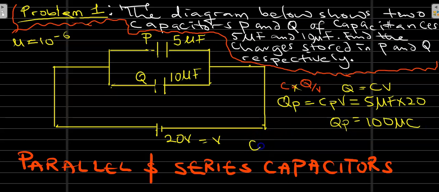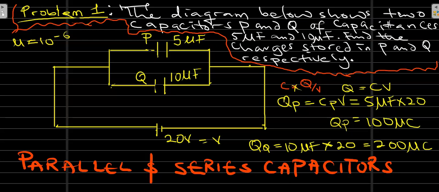For the charge along Q, we have 10 microfarad along this axis, which is C of Q. Therefore, C of Q is 10 microfarad times the voltage. The voltage is the same, which is 20 volts. 10 times 20 is going to give us 200, and the unit of this charge is coulomb. Therefore, we have 200 microcoulomb.